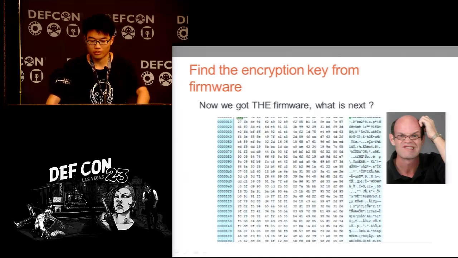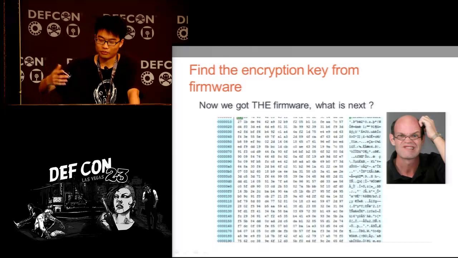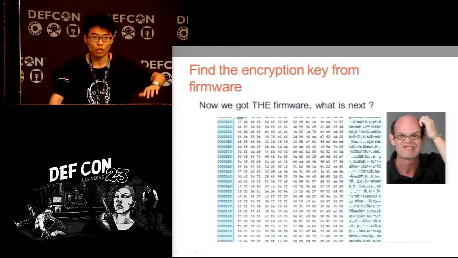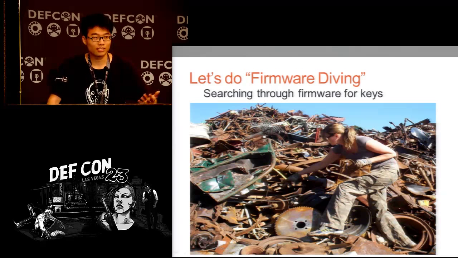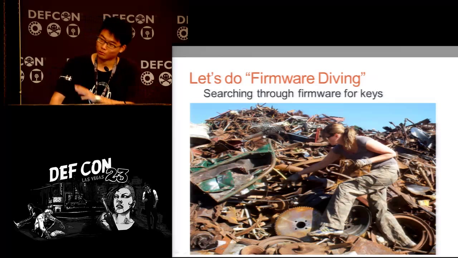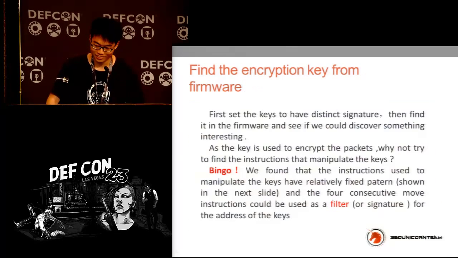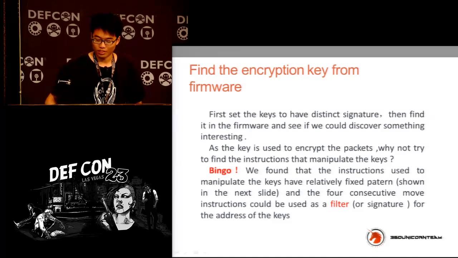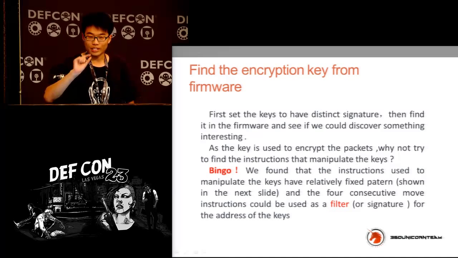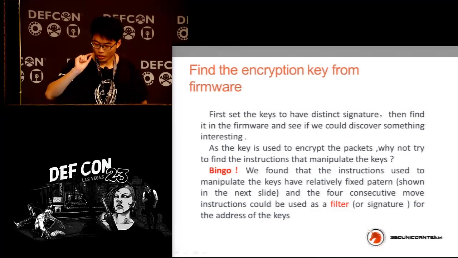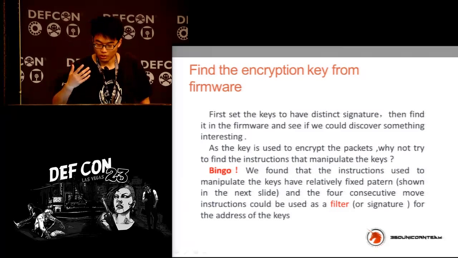Well, we got the firmware, and there are a lot of things in it. So what should we do? If you're just trying to find the encryption key from it, it's like trying to find your wedding ring in this garbage. So here is the way I tried to find the encryption key. First, we set the keys as the distinct signature, then search the firmware and see if we could discover something interesting.